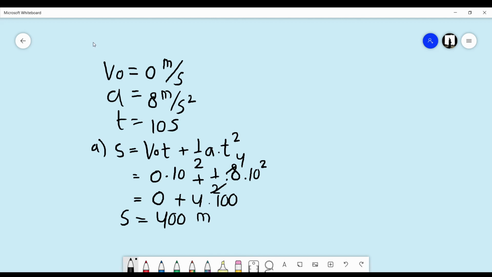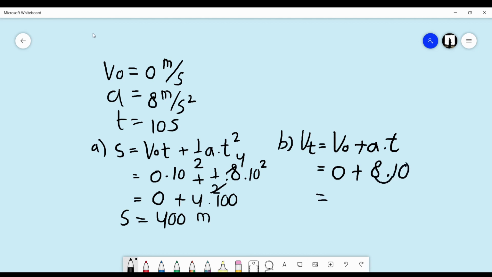Now for the next one, we will find the terminal speed atau kecepatan akhir. We can use this formula, v0 tambah a kali t. So the initial speed is 0, and then the acceleration is 8, then the time is 10. So we have 8 times 10 equals 80 meters per second. So we have the terminal speed equals 80 meters per second.